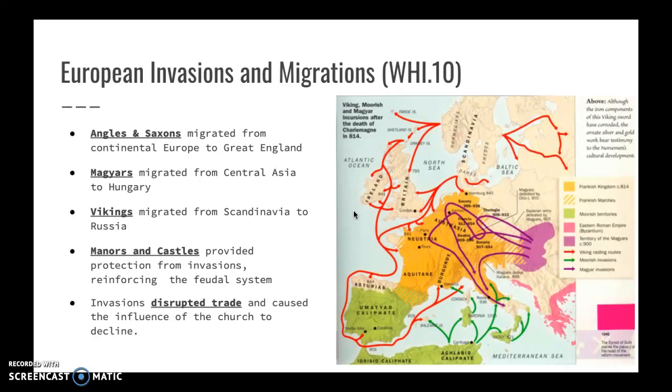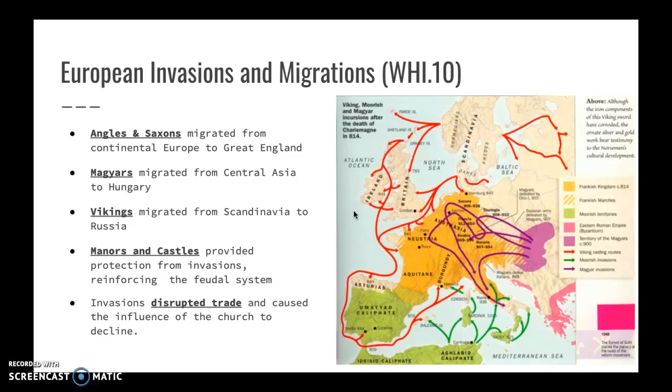During the Middle Ages, most of Europe was suffering from major invasions. These invasions were particularly by the Angles and the Saxons, the Magyars, and the Vikings. This kind of led to the development of those manors and the castles and the feudal system as a whole because they needed the protection.